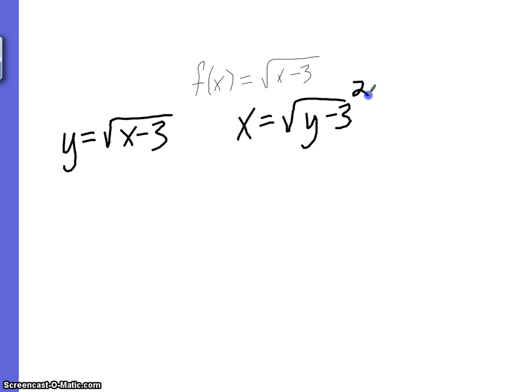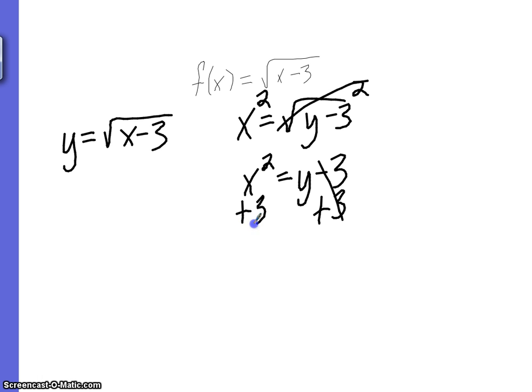So I have to cancel out the square root first. I'd start by squaring both sides, and that cancels out my root. So I've got x squared is equal to y minus 3. To finish getting the y by itself, I'm going to add 3 to both sides. I've got x squared plus 3 is equal to y. And I'm done.